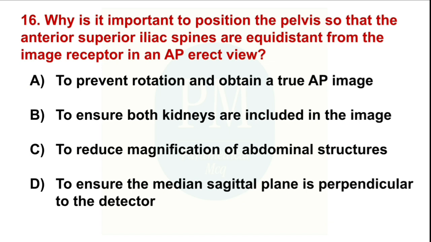Why is it important to position the pelvis so that the anterior superior iliac spines are equidistant from the image receptor in an AP-erect view? Option A. To prevent rotation and obtain a true AP image. Option B. To ensure both kidneys are included in the image. Option C. To reduce magnification of abdominal structures. Option D. To ensure the median sagittal plane is perpendicular to the detector. The correct option is option A. To prevent rotation and obtain a true AP image.